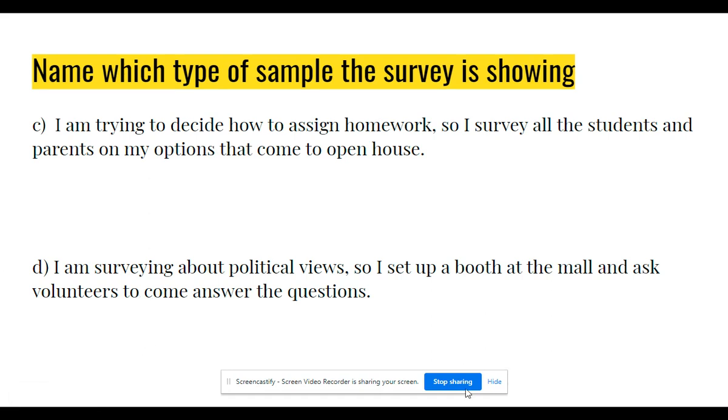All right, turn in your form, and there we go.